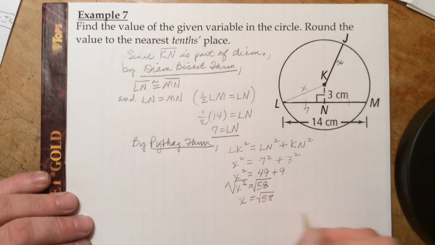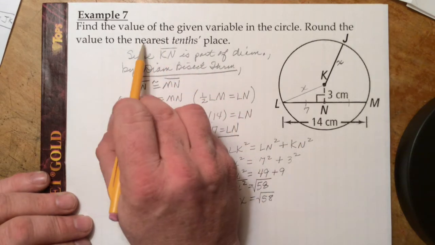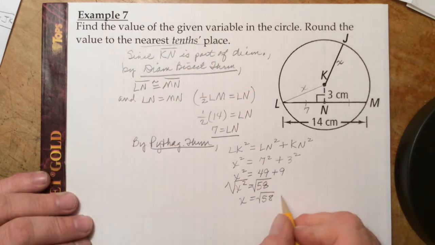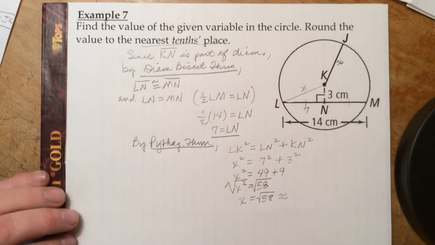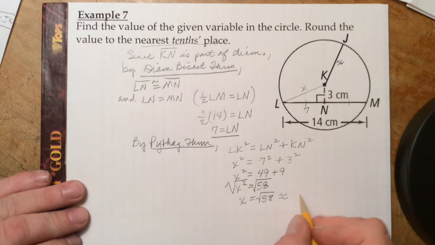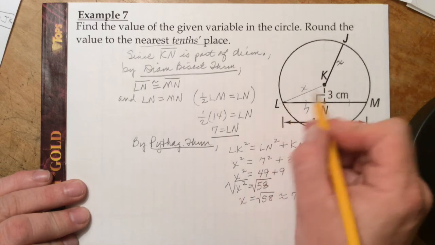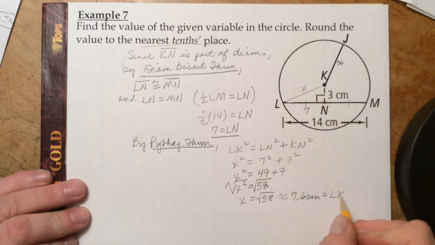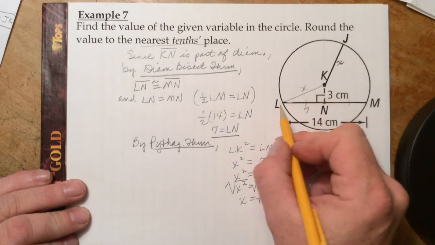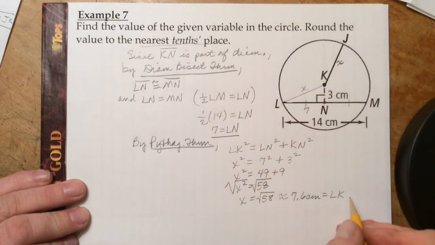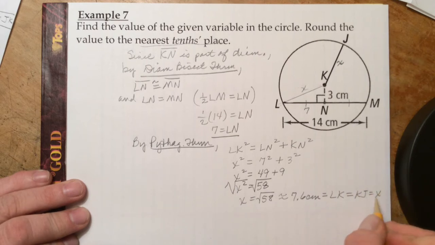The square root of 58 doesn't simplify, but it doesn't matter because they asked us to round to the tenths place. So we're going to approximate that, and when we use our calculator, we do get 7.6 centimeters. Now that is the length of LK, which is the same as x, but it's also the length of KJ because all radii in a circle are congruent. KJ, which is x, they're all the same thing.